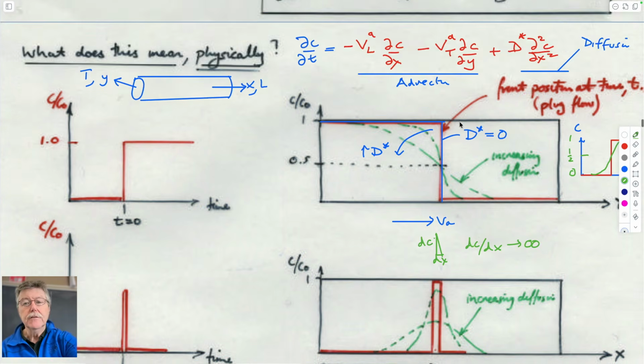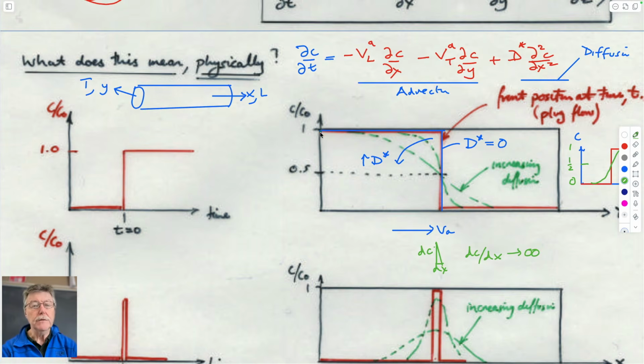So this is the result if we solve this equation for the boundary conditions of some concentration here and an advective velocity in the x direction, or what we will call the longitudinal direction. So this is exactly what we have.